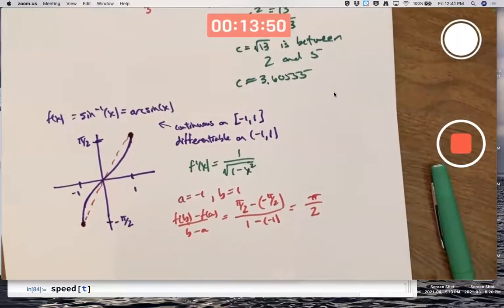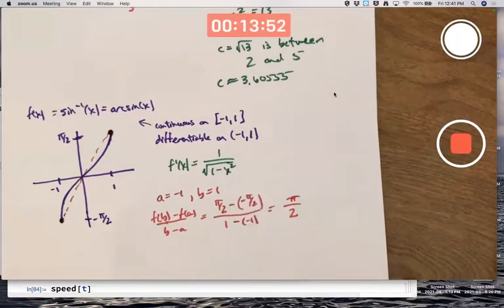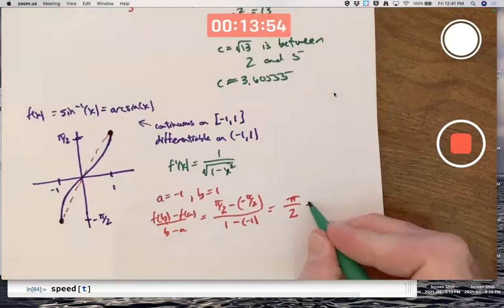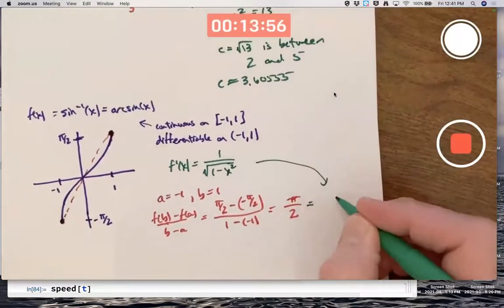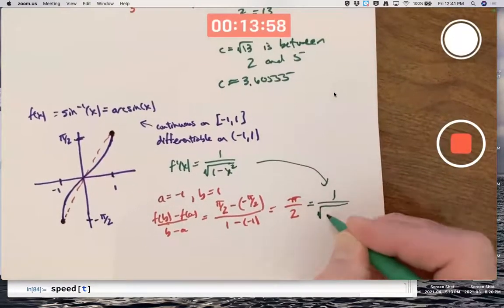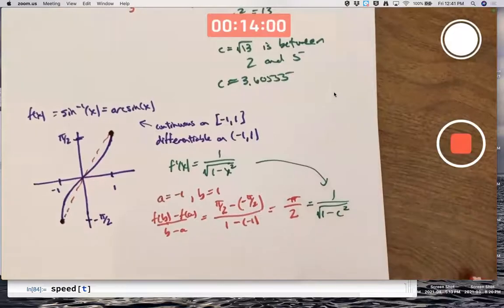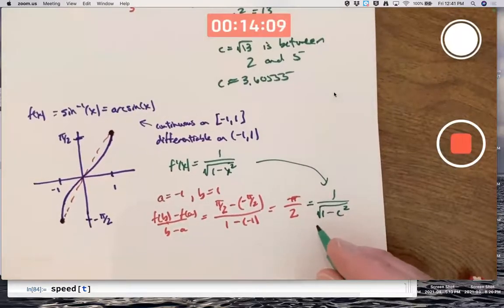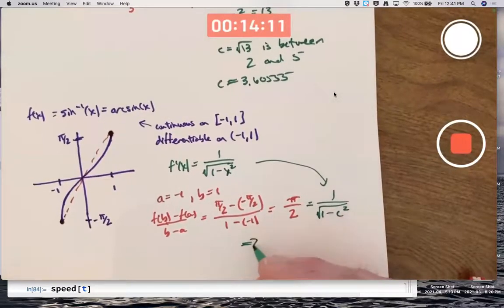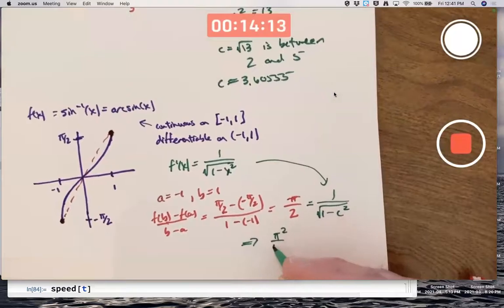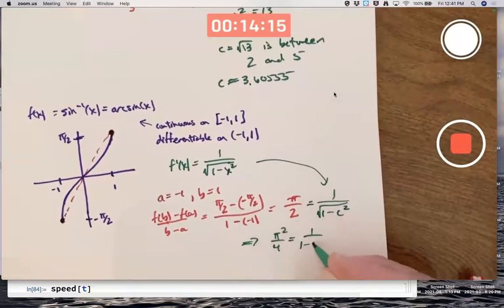What values of c will the derivative equal that there? Well, I'd have to just plug in c for x. I don't have to call it c, but I might as well. And solve for c. Looks hard. Not quite as hard as it looks. You can get rid of the square root by squaring both sides. So you get pi squared over 4 equals 1 over 1 minus c squared.